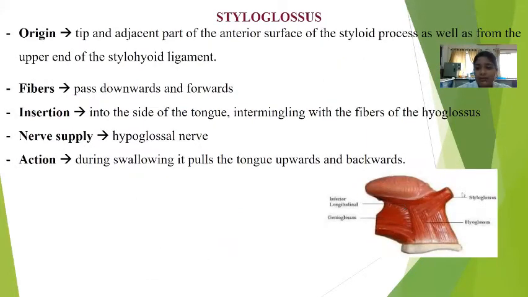Coming to styloglossus. Origin: tip and adjacent part of the anterior surface of the styloid process as well as from the upper end of the stylohyoid ligament. The fibers pass downwards and forwards. Insertion is into the side of the tongue, intermingling with the fibers of the hyoglossus. The nerve supply is the hypoglossal nerve. What is the action? During swallowing, it pulls the tongue upwards and backwards.